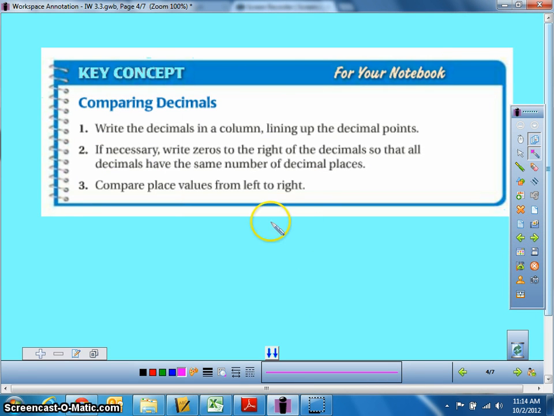What I want you to remember when we're comparing decimals, and I want you to put this in your notebook, is that we have 3 steps when we compare decimals. The first thing we're going to do is write the decimals in a column, lining up the decimal points. So for example, if we had the numbers 1.65, 1.06, and we might have 1.5, we're going to line them up in a column. So I want to place them vertically.